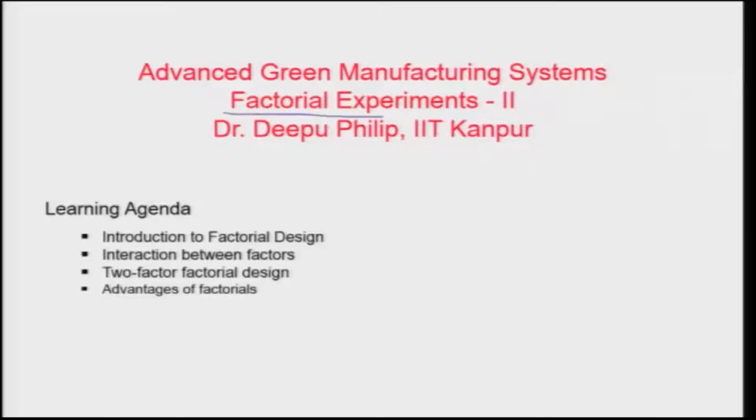So, if you look at today's agenda, it is factorial experiments part 2. We have already gone through the introduction to factorial design. We have seen what factorial design is and why it is important. We have seen the interaction between factors, why the interaction between factors is important, and we also saw the means model and effects model.